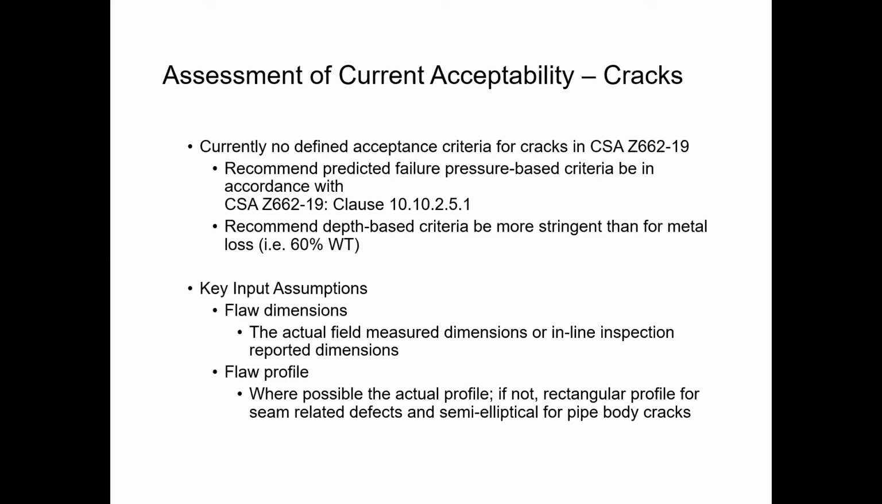And that ties into the flaw profile. When you're dealing with crack anomalies reported by an inline inspection tool, we'd recommend that you use a rectangular profile for seam-related defects and a semi-elliptical profile for pipe body cracks.